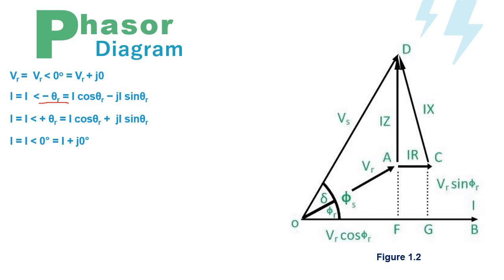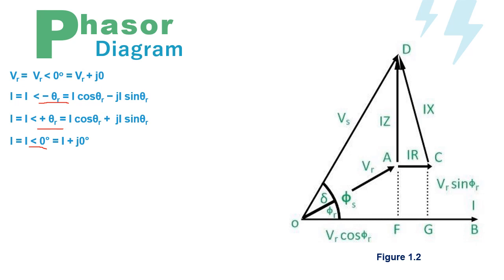Next is the leading power factor. The current will be I angle positive theta R, or I cosine theta R plus jI sine theta R. For this one, the angle is positive because in the leading power factor, the current is leading the receiving end voltage by theta R. And lastly, the unity power factor. The current equals I angle 0, or I plus j0. As you notice, the angle here is 0 because the current and the receiving end voltage have no angle between them.